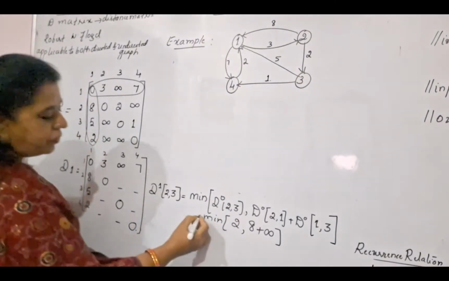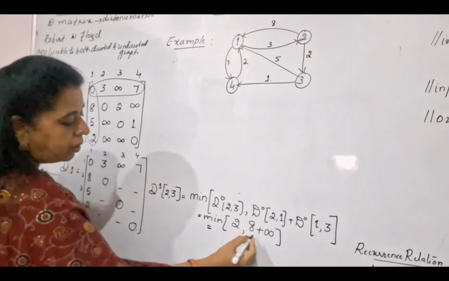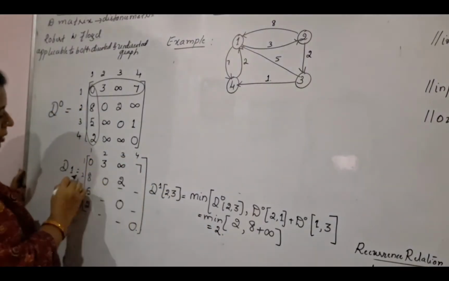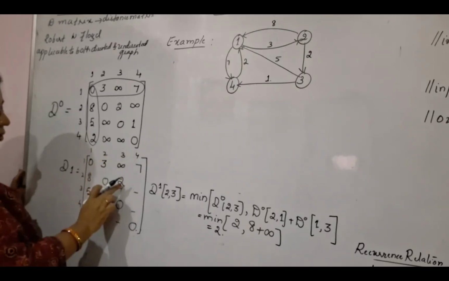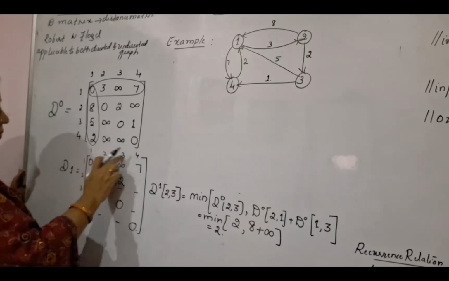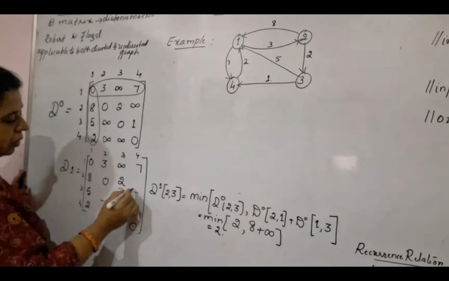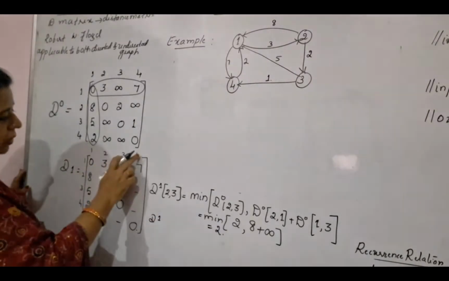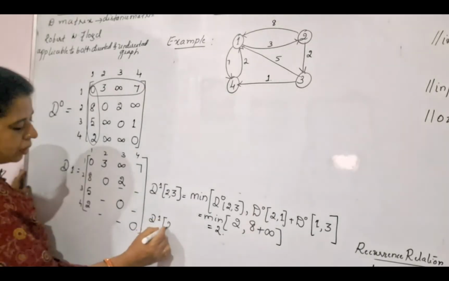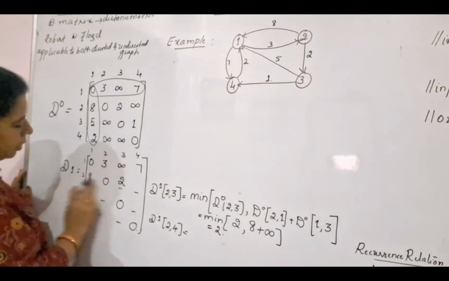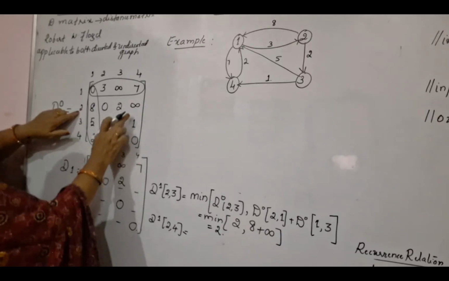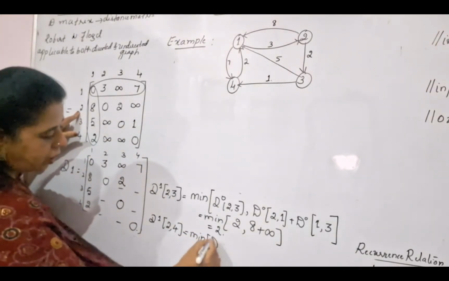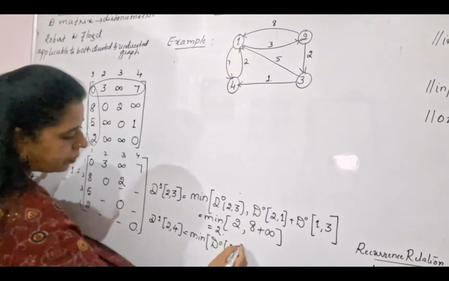This is one example. Now if you see here, what is the minimum? 2 comma 8 plus infinity, the minimum is 2. So in this case the cost from 2 to 3 is 2. Similarly, for d1 you need to calculate 2 comma 4. Refer here, 2 comma 4. In the previous one you denote it with d0, 2 comma 4.